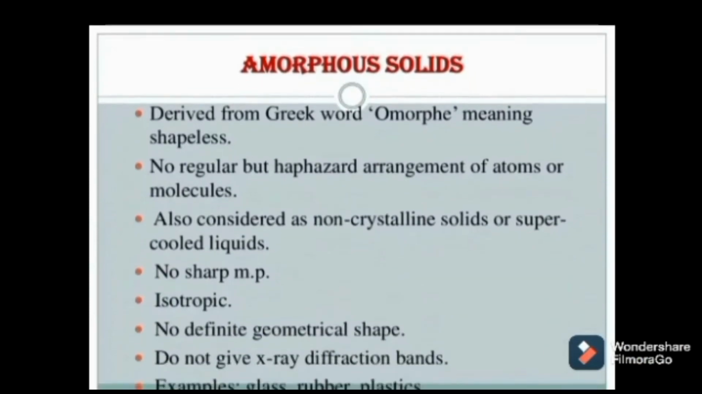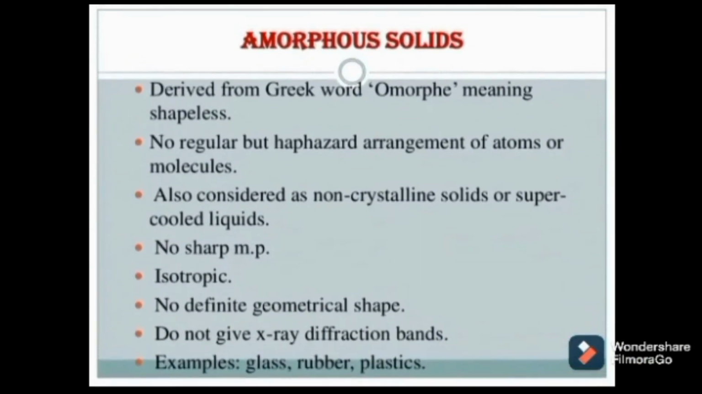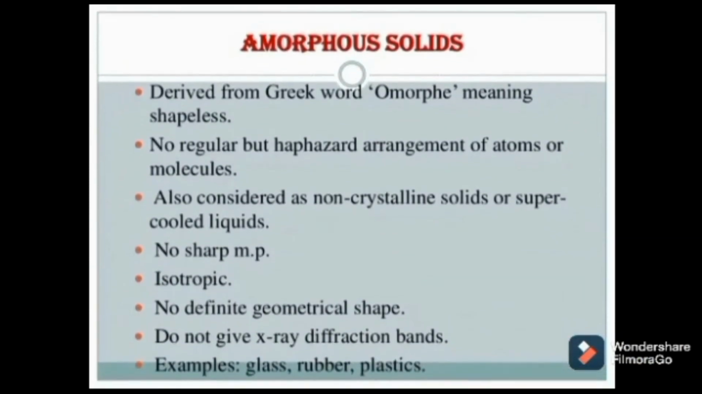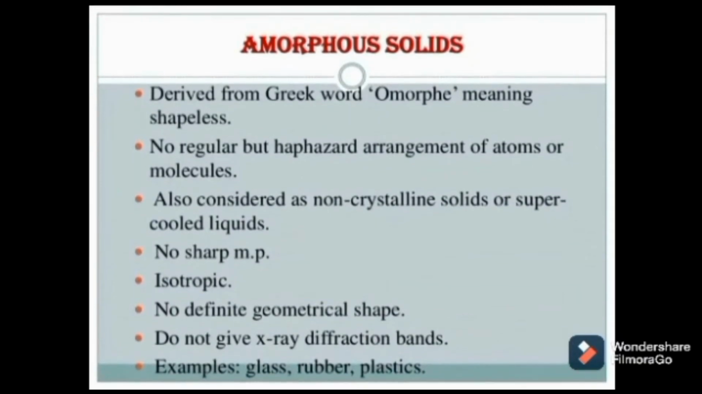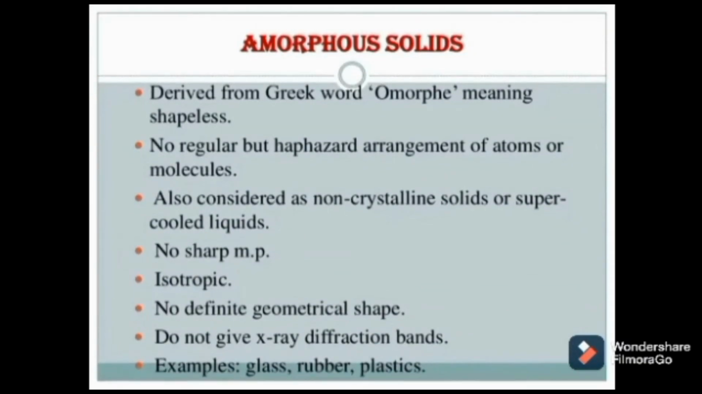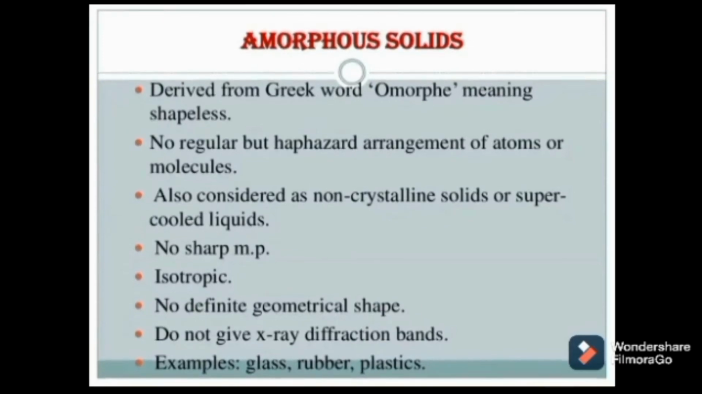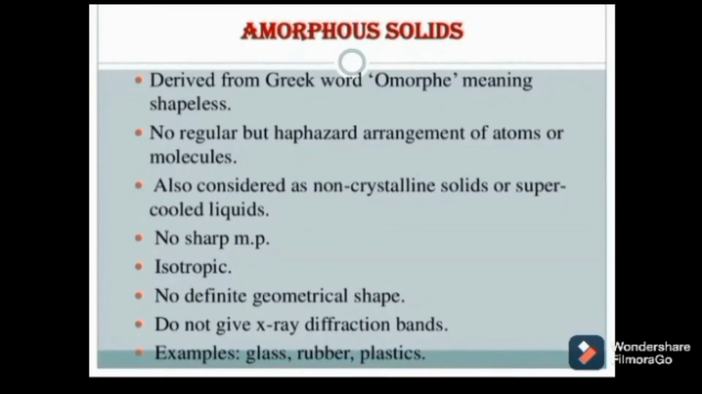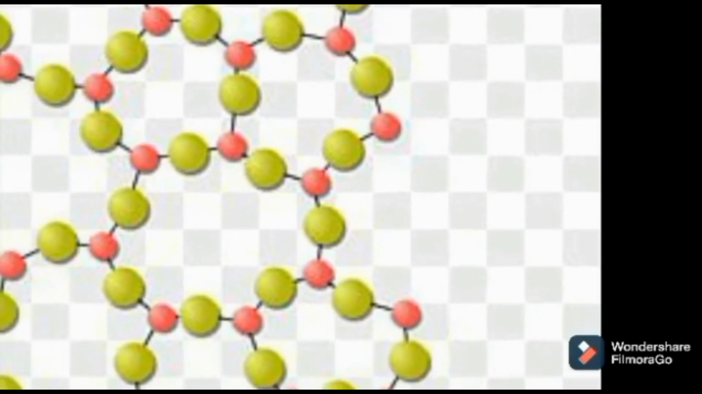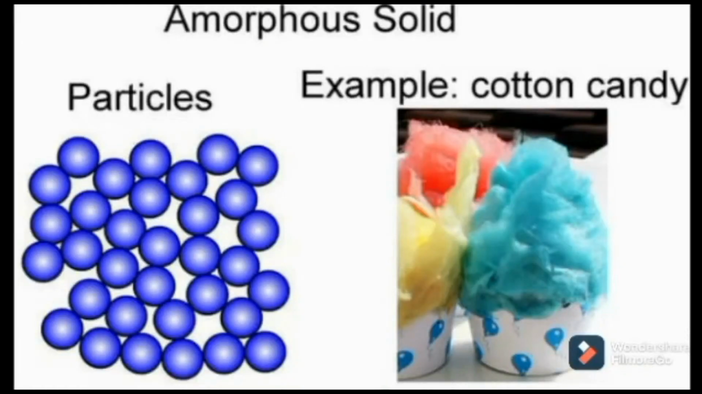Amorphous solid. The word is derived from the Greek word morphe, meaning shapeless. No regular but haphazard arrangement of atoms or molecules. Also considered as non-crystalline solids or supercooled liquids. No sharp melting point. Isotropic. No definite geometrical shape. Do not give X-ray diffraction bands. Examples: glass, rubber, plastic. This is the structure of an amorphous solid. Cotton candy is one of the examples of amorphous solids.